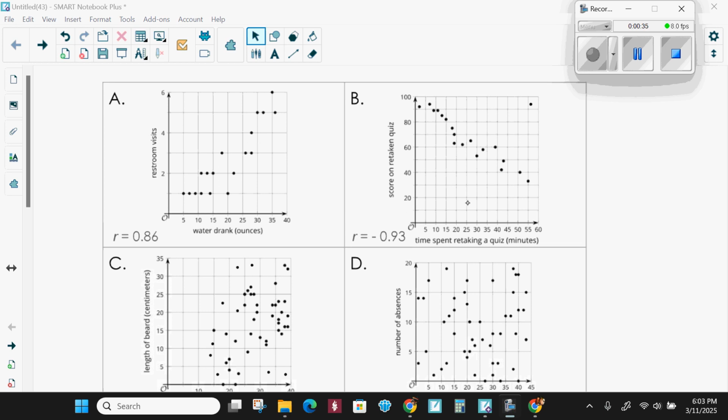This is time spent retaking a quiz and the score on the makeup quiz. Okay, so here you have a definite good linear representation of that. Okay, so A and B are both good for a linear representation.